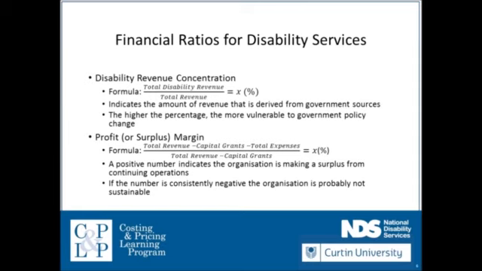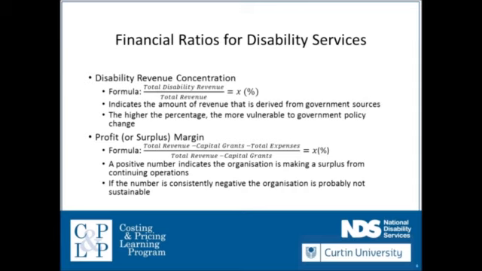So the pure calculation of the ratios is an important aspect, but being able to compare that calculated ratio outcome with your expectations or targets for a particular ratio is of course extremely important. The second ratio that's included on this particular slide, the profit or surplus margin, is also an important consideration.